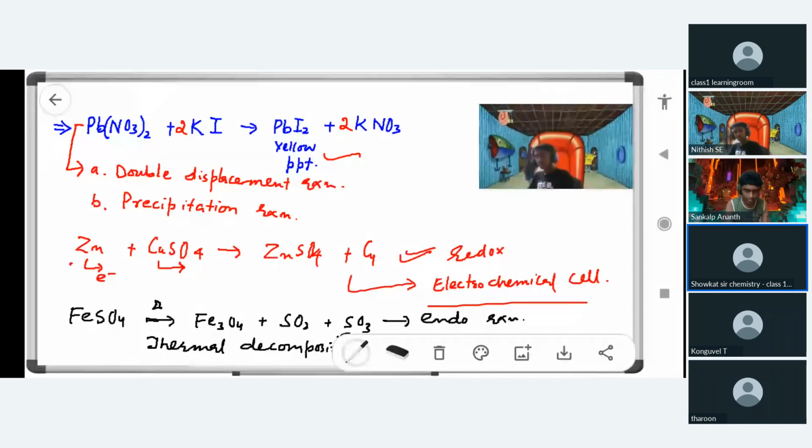Exactly. But these reactions are also treated as endothermic because we are just giving the heat energy. Some heat energy is absorbed and some is used to break the bond, to break this substance. So all thermal decomposition reactions are endothermic. Exactly. Yes, they are endothermic reactions.